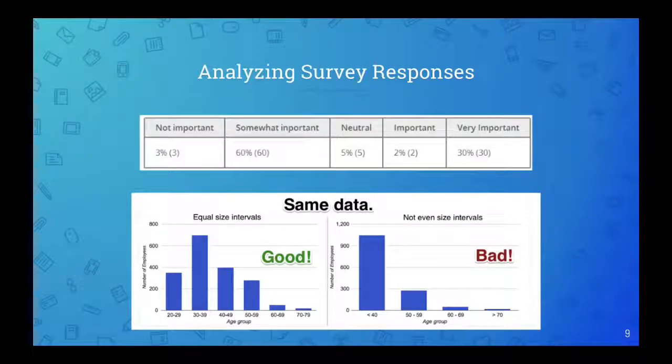After you gather your responses, it is sometimes good to create a table or a graph of your data. The picture on the bottom demonstrates how important it is when selecting your responses. The graph on the left shows age groups that increase in increments of 9. Comparatively, the data on the right jumps from 0 to 40, 50 to 59, 60 to 69, and then over 70. This is not a good representation as there's huge variability within each group.